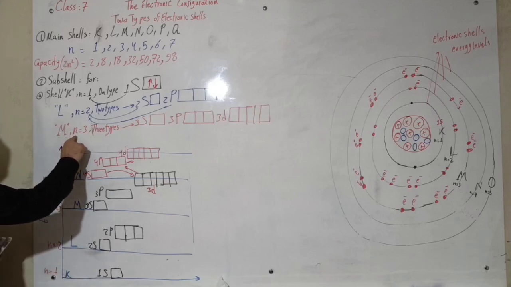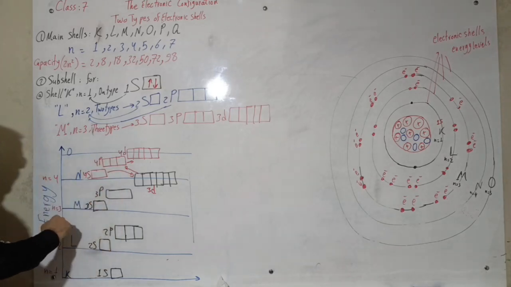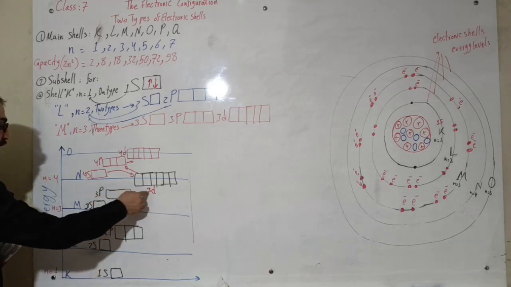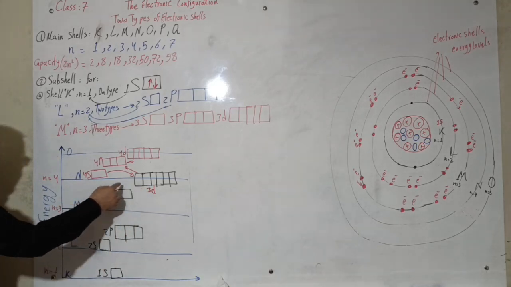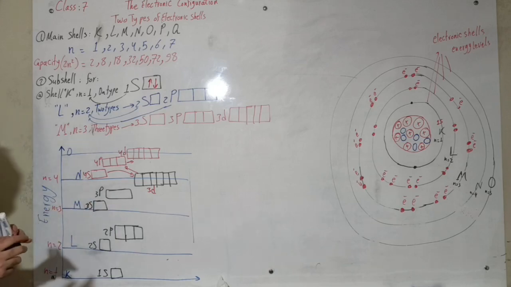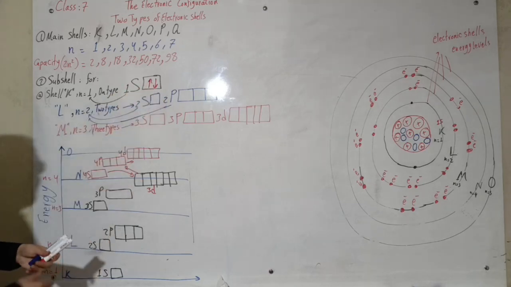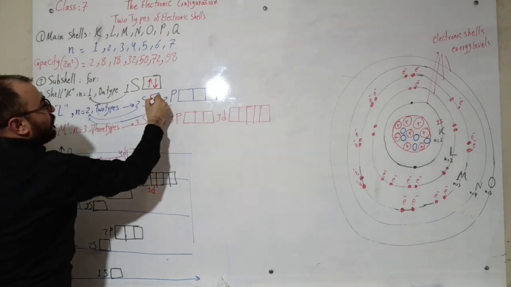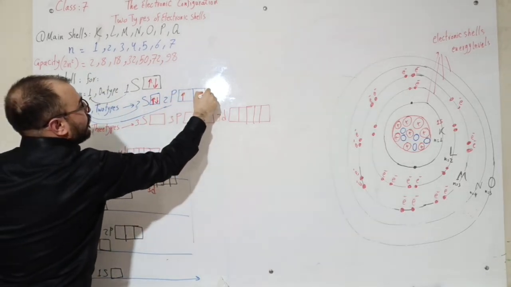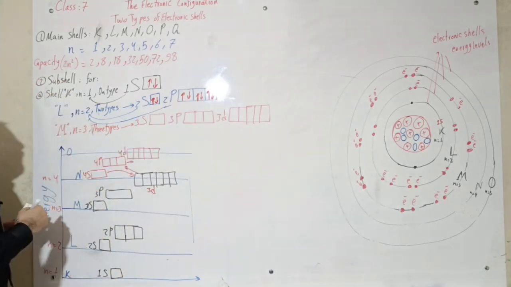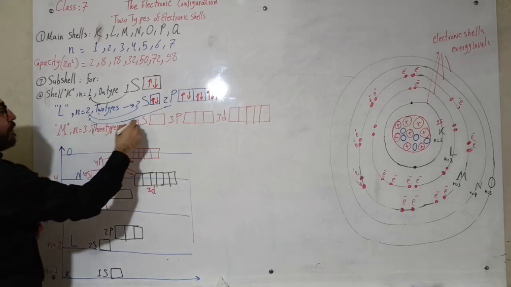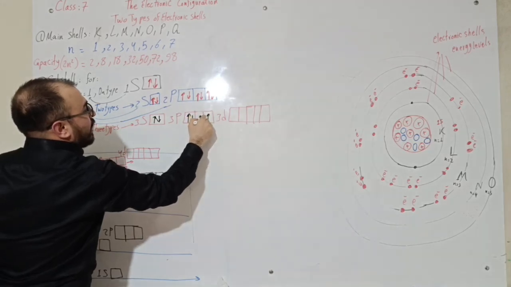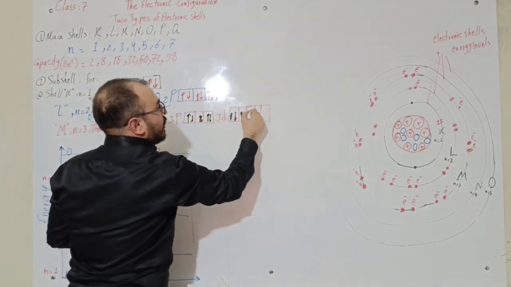For shell M, which has the number 3, we have 3 types of subshells: 3s, 3p and 3d. Again, this number 3 refers to the main shell that each one of these subshells belongs to. Then we said that s can take 2 electrons. Here, shell number 1 can take 2 electrons. Shell number 2 can take 8 electrons, 2 of them in 2s, while 6 of them go to 2p. For shell number 3, which is M, we have 18 electrons, 2 of them in s, 6 in p, and 10 of them in d.